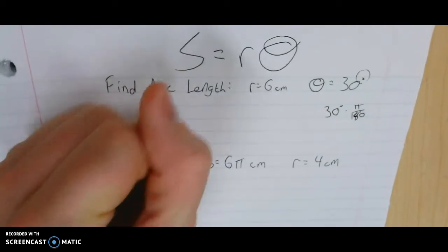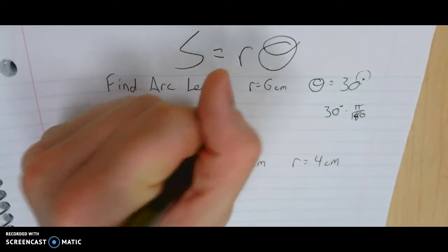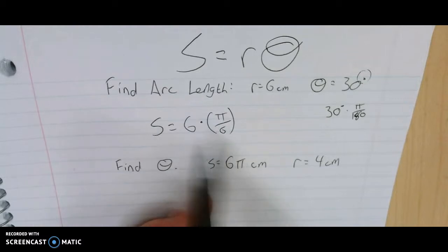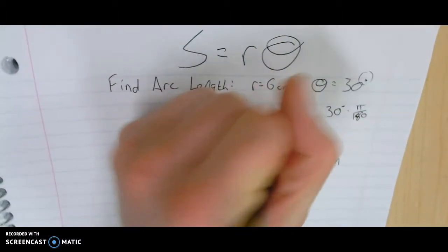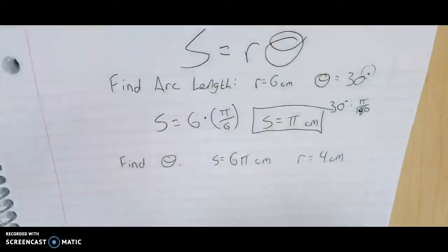So I'll have S equals my radius, which was 6, times my theta, which was pi over 6. If I multiply this together, 6 pi over 6, the 6's cancel. My arc length would be pi centimeters. Make sure we're including our labels there.